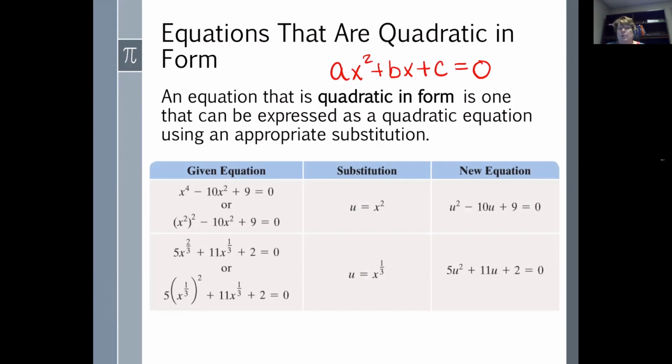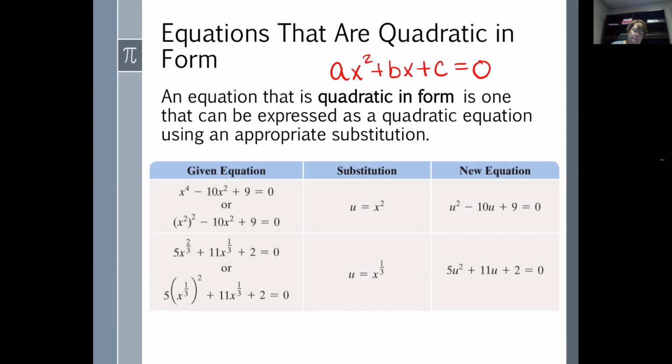In the second example, the second variable is x to the 1/3. So I let u equal x to the 1/3. So the equation gets converted to a quadratic equation, 5u squared plus 11u plus 2 equals 0. And I can solve that by factoring it. So I'm going to take the equation that's quadratic in form and convert it to a quadratic equation by substituting u. What does u mean? U means some algebraic expression. Let u equal the second variable.